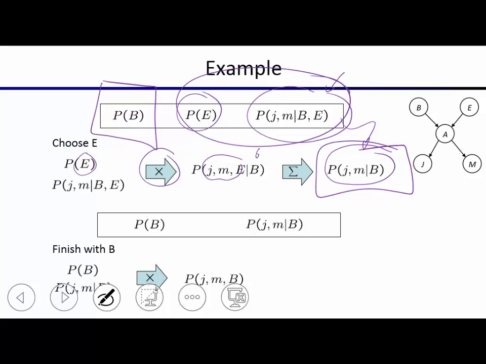Okay, and then to get the answer to the query, we renormalize, which means for this table here, we compute the sum of all entries in that table, call that sum, let's say, Z, and then divide every entry in the table by Z. And that gives us the answer to the query. All right.